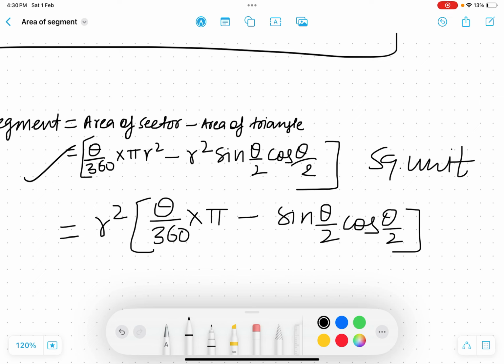So whatever question comes, if the angle made by the arc at the center of the circle is theta, we will use this formula: theta by 360 into pi r square minus r square sine theta by 2 and cos theta by 2.